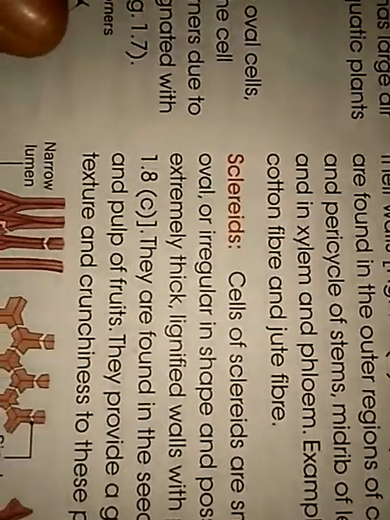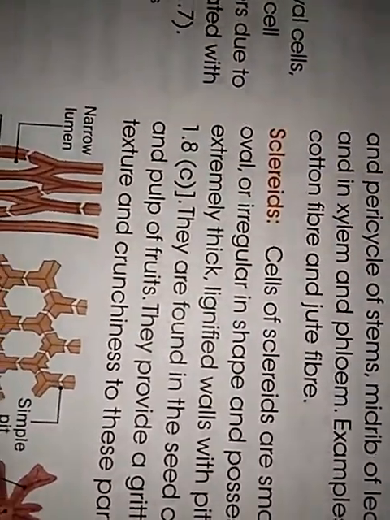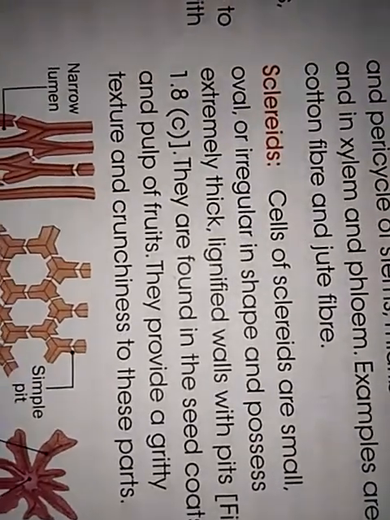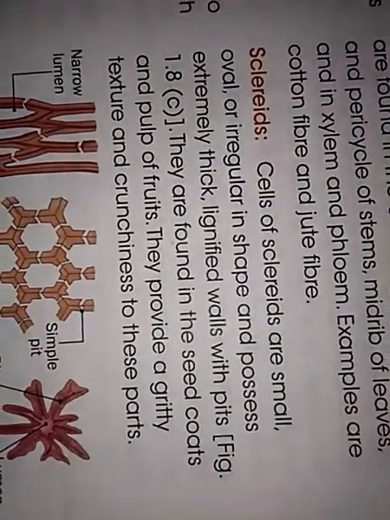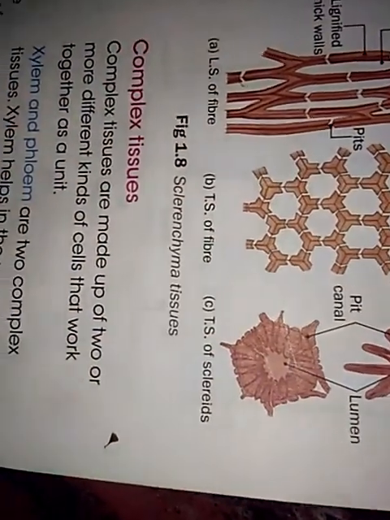Next, sclerids. The cells of sclerids are small and oval shaped structures. In the cell wall, pits are present. A thickened cell wall is called lignin. Sclerids are present in seed coat and bulb of fruits. Have you understood, students?